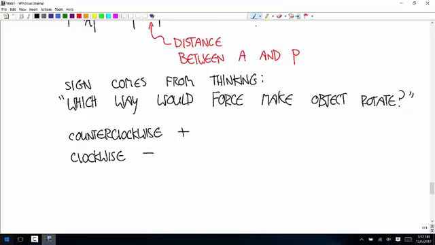And that moment works for angular motion the same way a force works for translational motion. If you apply a big force to something, it's going to accelerate a lot. If you apply a big moment to something, it's going to have a big angular acceleration.